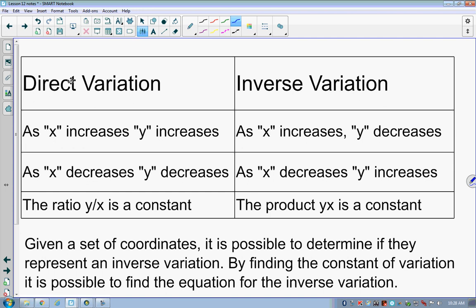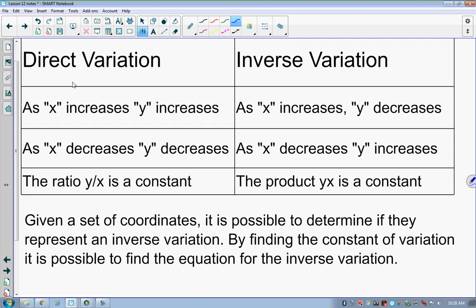In direct variation, if we wanted to find a constant, we took y and divided by x. In the inverse variation, we've already seen this. If we want to find a constant, we take y times x. So given a set of coordinates, it's possible to determine if a set of coordinates represents a direct variation or an inverse variation based upon how x and y relate to each other.